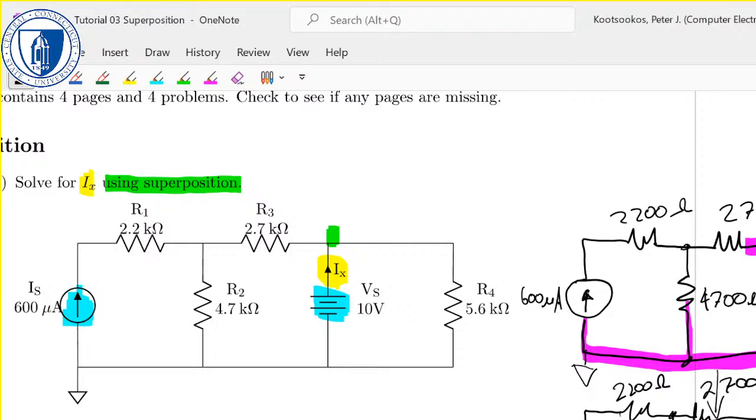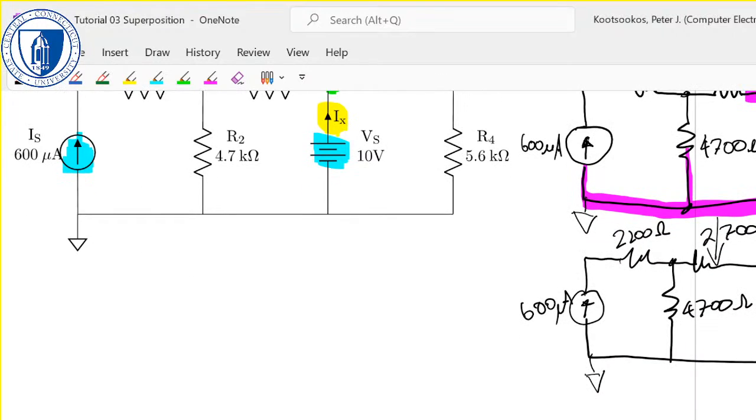Okay, so now what do we do? Another thing to note about this, I'm going to try and solve this in the simplest way possible. One way I could do this is with mesh analysis, I could do it with nodal analysis, but I think that might be too complicated. So I'm just going to think about it in terms of a current divider.